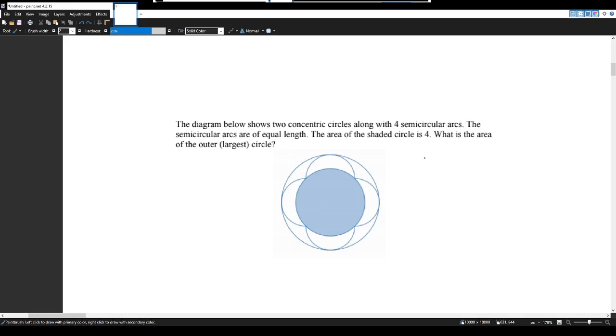Today we have a geometry problem that I got from a Mathletes competition that I participated in, which I did not do very well, but I actually got this problem. So yeah, congratulate me on that one, I guess.